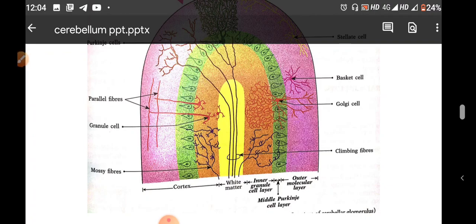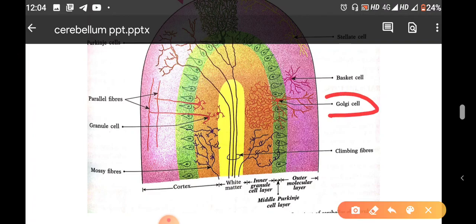Golgi cells are the largest cells. You can see here the Golgi cells are large and less numerous than the granule cells. Their dendrites project into the molecular layer and receive inputs from the parallel fibers. Their cell bodies receive input via collaterals from the incoming climbing fibers and Purkinje cells. Their axons branch extensively and make inhibitory synaptic connections with the dendrites of granule cells.